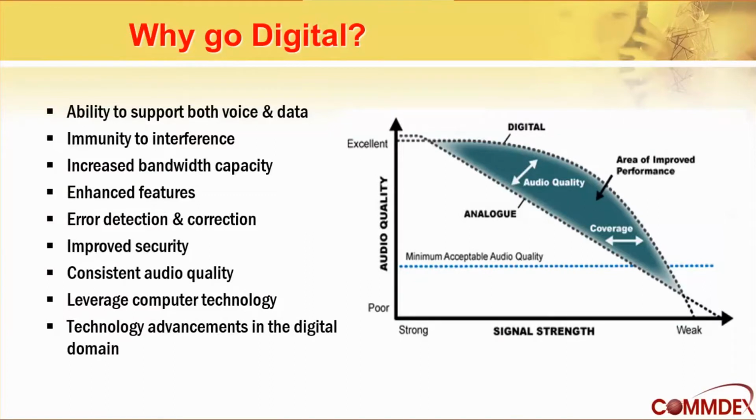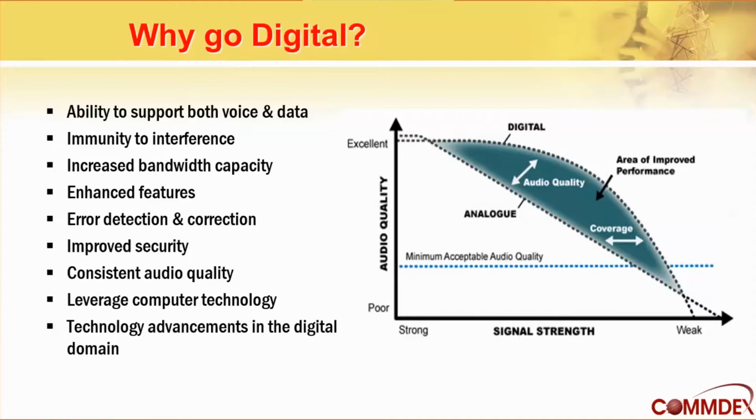One of the things that digital gives us is higher immunity to interference. The bandwidth capacity is probably the biggest thing that drove us to digital. When the FCC said by 2013 everybody in Part 90 has to be digital, I said, well, that's really hard to do in analog, so we're going to make a big push to digital.